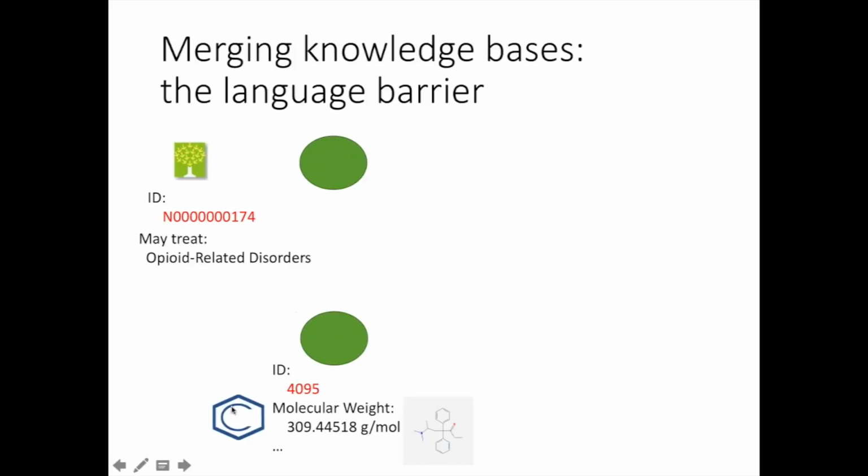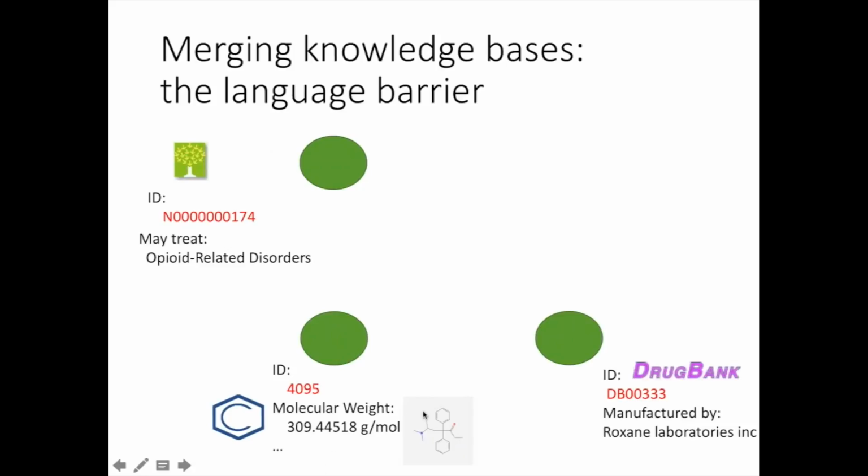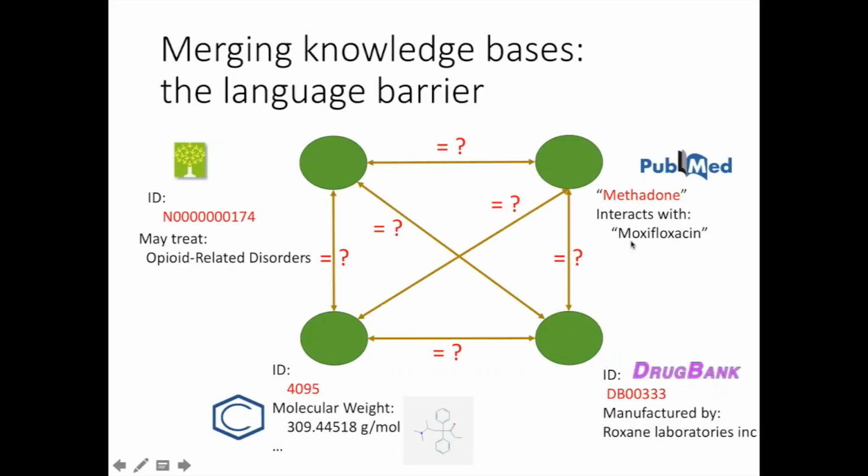Over here from PubChem, we have something with ID 409, has molecular weight and all kinds of other interesting chemical information. Over here we have a DrugBank entry, DB00333, that tells you where the drug's manufactured, and again, all kinds of other medically relevant information. Over here we have PubMed, which has articles about something called methadone written in text and tells us what other drugs it interacts with. All of these things, of course, are talking about the same thing, but it's very difficult to know that and be able to trust it enough to compute with it. And so that is obviously a problem.